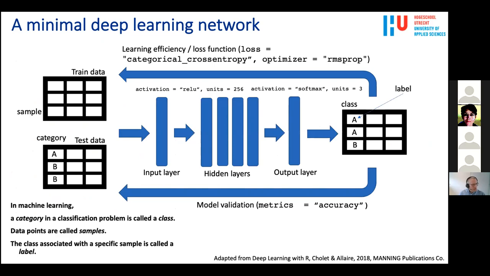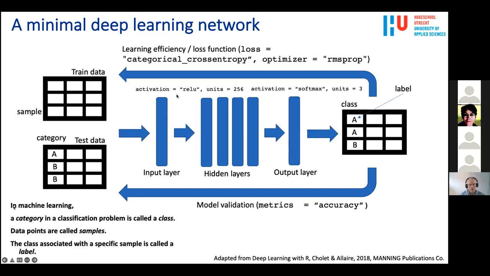So this is how it works in practice. We have some data, and we split that data up into a training data set and a test data set. Then we expose the input layer to the train data. We have multiple hidden layers, and we have an output layer that outputs a probability or some other prediction for the associated task at hand.